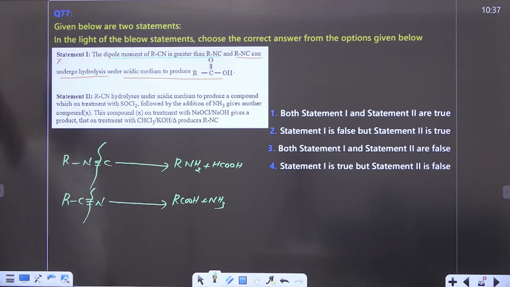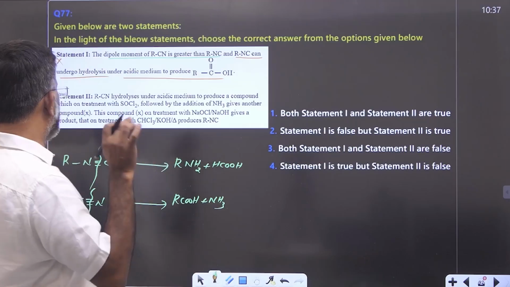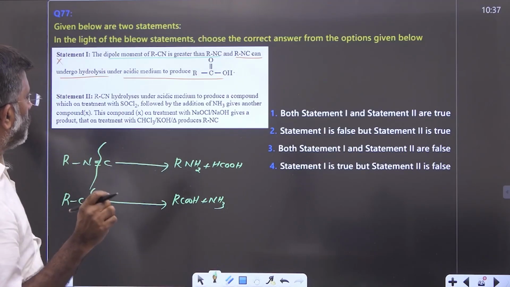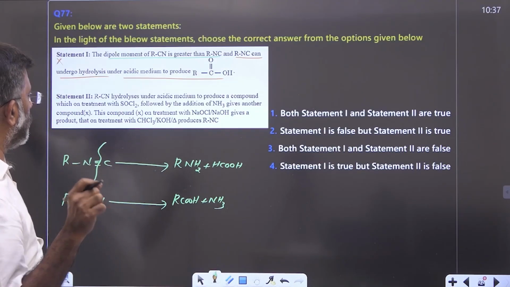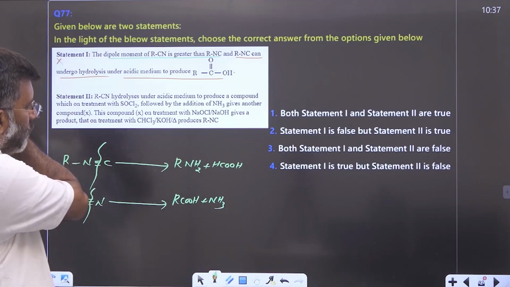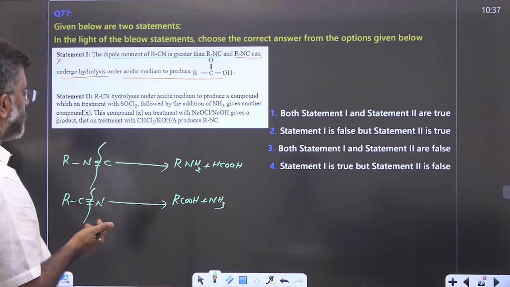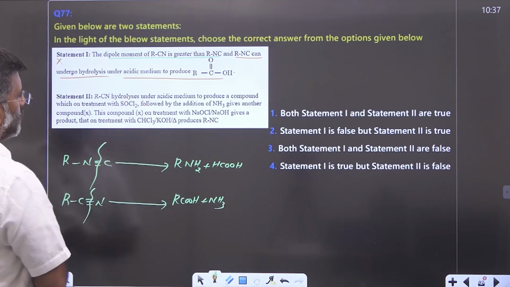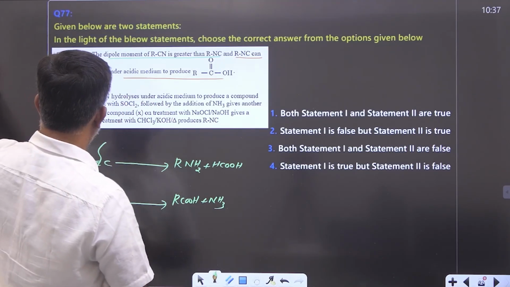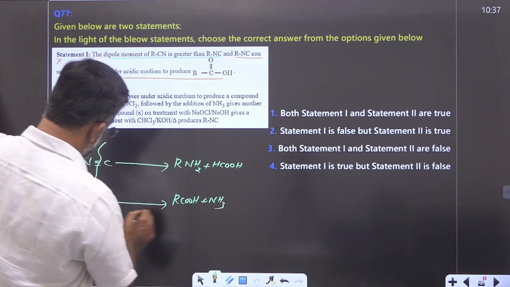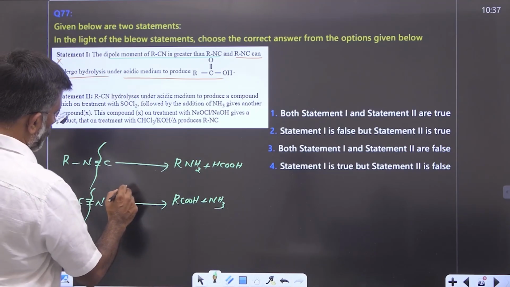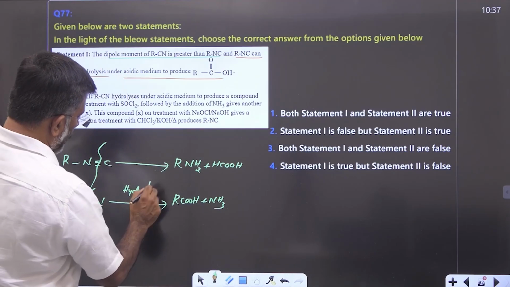Now statement 2. RCN hydrolyzes under acidic medium to produce a compound which on treatment with SOCl2 followed by addition of ammonia gives another compound X. This compound X on treatment with NaOCl, NaOH gives a product that on treatment with chloroform, KOH produces RNC. My God, let's try. RCN undergoes hydrolysis in acid medium.